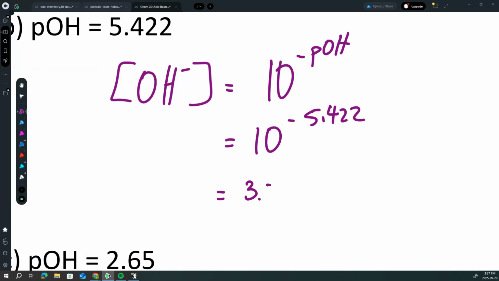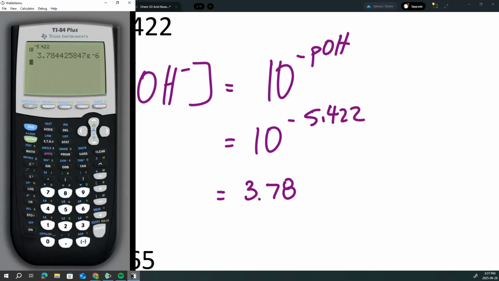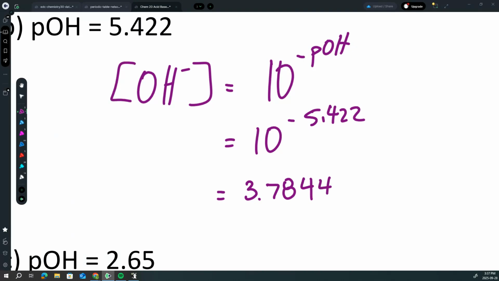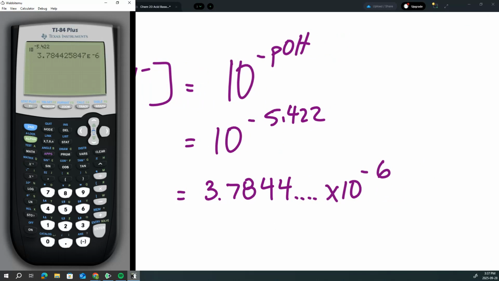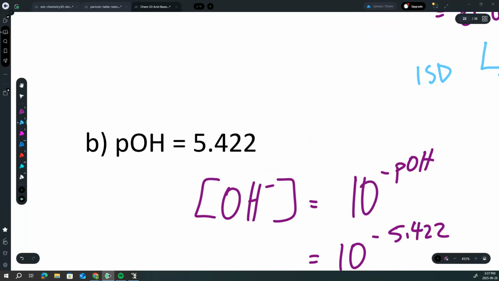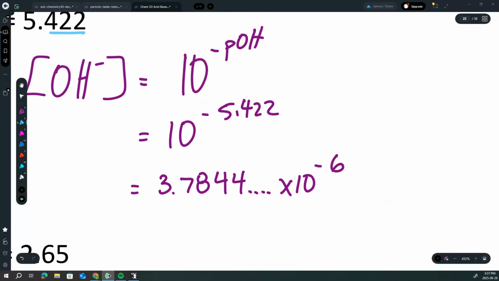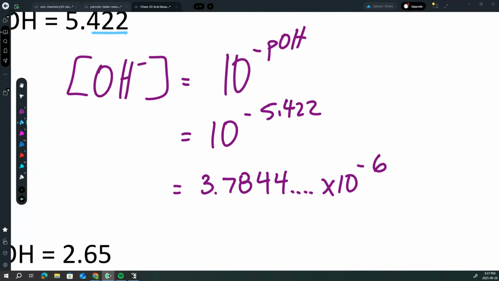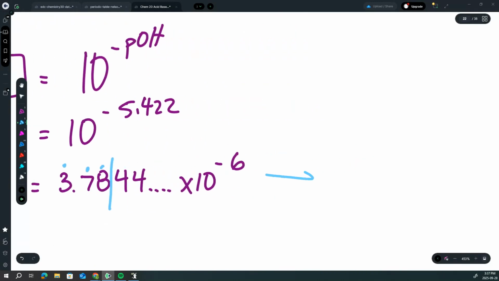So 3.78, now I gotta look up that number, 44, keeps on going on forever, but it has a times 10 to the power of negative 6. Okay, so just a reminder that that E at the end of the number just means times 10 to the power of. Alright, so our given number has 3 sig digs. So that means our concentration value has to have 3 sig digs as well. So our sig digs are going to be 1, 2, 3 right there. So there's our cutoff line, and then I gotta scooch this over here.